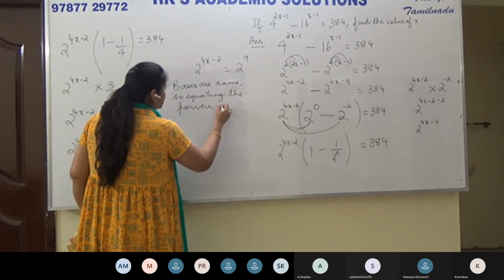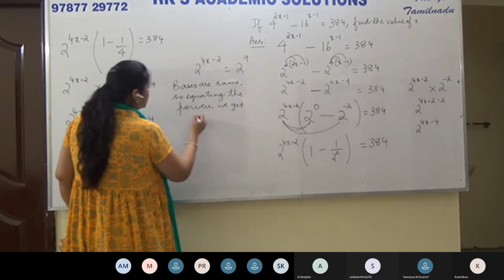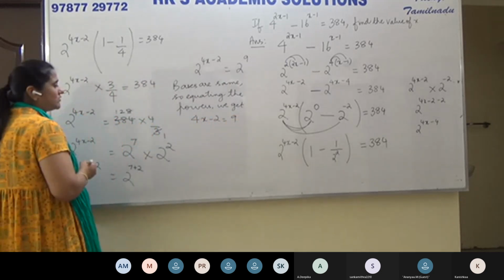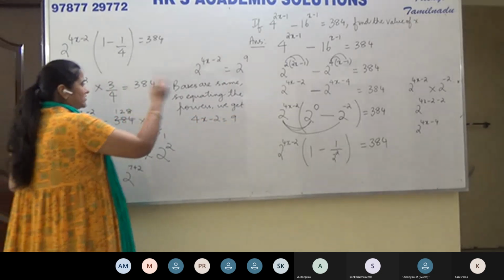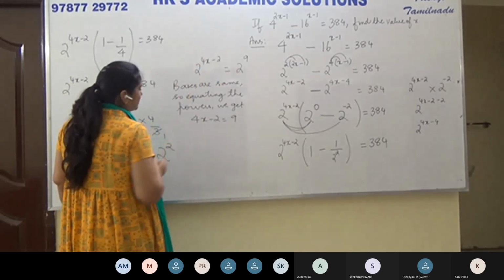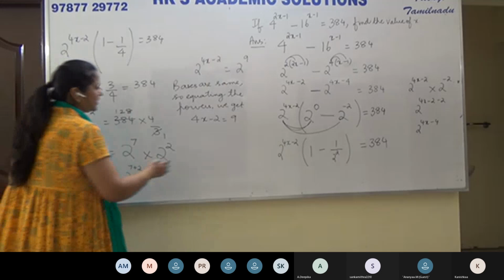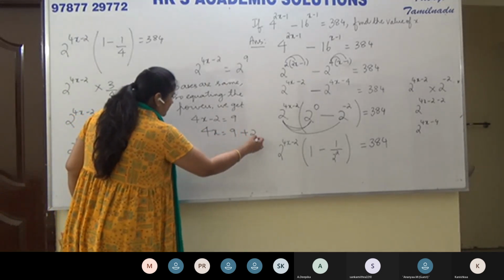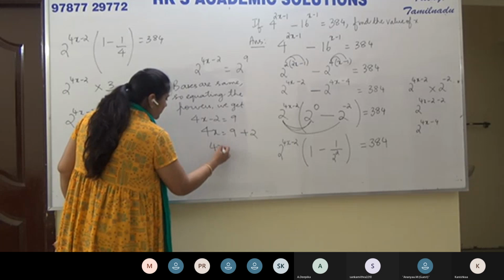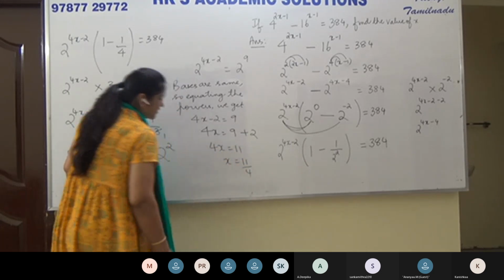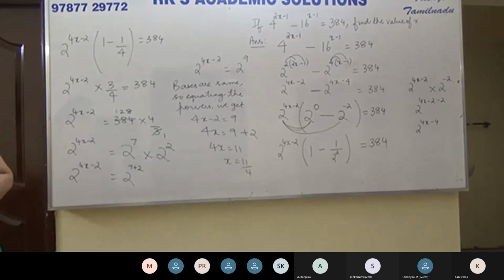Equating the powers, we get 4x minus 2 is equal to 9. Simply equate the powers, because the bases are the same on both the sides, base 2 on both the sides. So 4x minus 2 is equal to 9. 4x is equal to 9 plus 2, minus 2 on the other side becomes plus 2. 4x is equal to 11. x is equal to 11 by 4. You can leave it like this or write it as a mixed fraction.